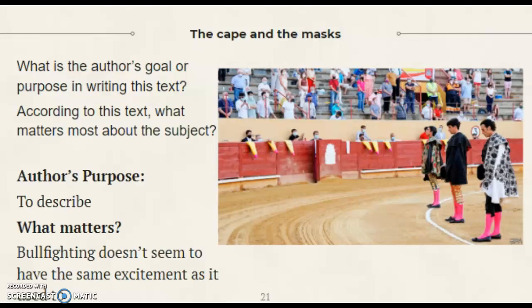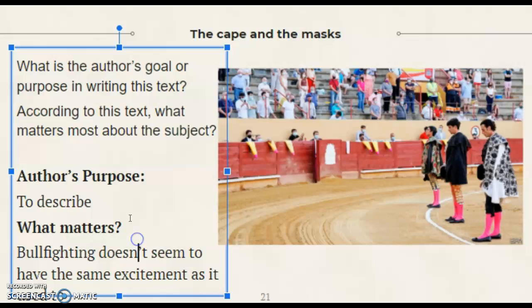If you go back to the text and you look, there's a lot of description and examples. So the author's purpose, I would say it's to describe. And what matters about the topic, about the subject, is that bullfighting doesn't seem to have the same excitement as it used to. So I was able to answer this question, what matters about the subject, by first realizing this is what the author did in the text most of the time, and to think about what kinds of things they were describing.